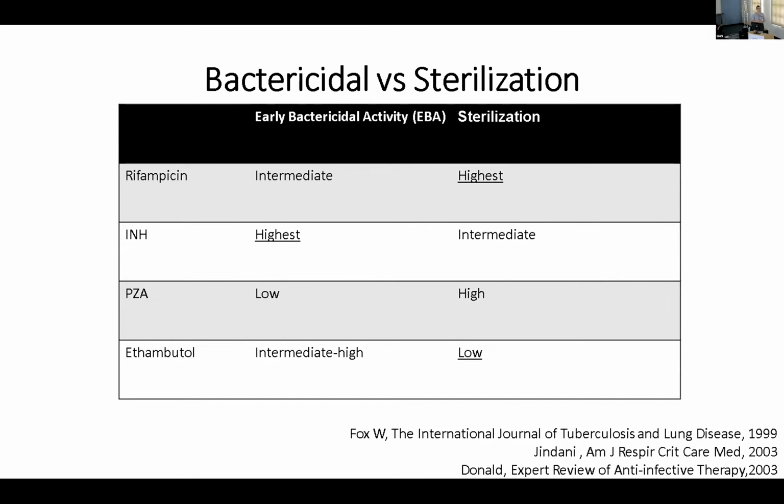This table shows how the drugs work. I think the core to understanding what regimen to give is to understand what each drug does on an individual level. As I said, early bactericidal activity is the first 2 days, and as you can see, rifampicin is intermediate, but very good for sterilization, actually the best one. INH, as you'll see a little later, is the highest for EBA and has an intermediate effect on sterilization. PZA, pyrazinamide, is not the greatest for EBA, but for sterilization it's a good drug. Ethambutol is intermediate to high for EBA, but with regards to sterilization, not a great drug.